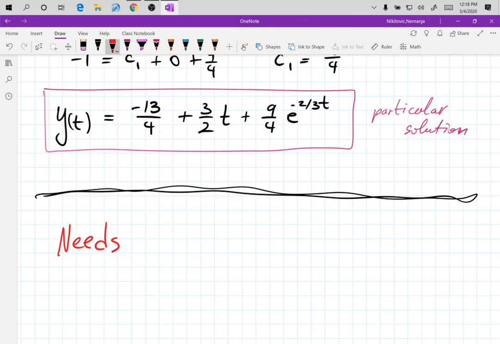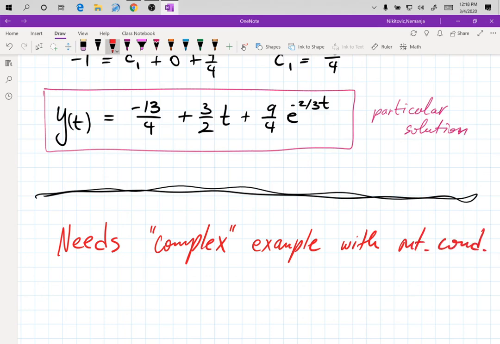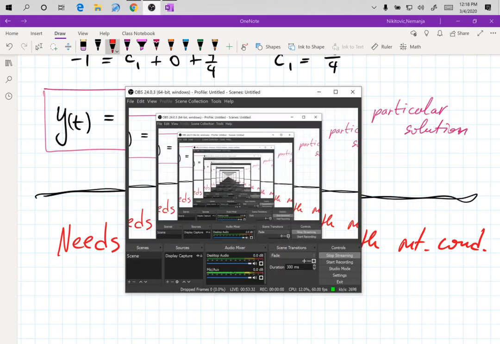Needs a complex example. Complex example with initial conditions. So we can go and do the review for some time prior to your leaving. And this is I just do this.